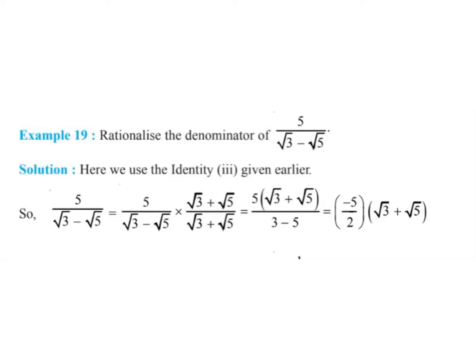So 3 minus 5 is minus 2, so it is taken out as common. So minus 5 by 2 into root 3 plus root 5.